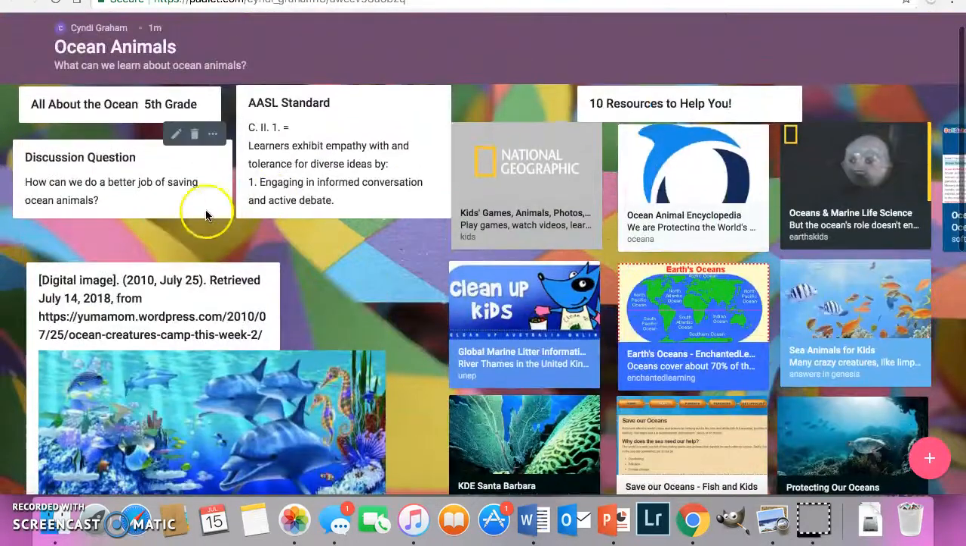Your discussion question for today, as you're navigating through these resources, is this. We've looked through these resources, and now you want to be sure that you look for ways to answer this discussion question: How can we do a better job of saving ocean animals? Look through the different resources, look at all the different ocean animals, read about them, and then look at some of the websites to find ways to do a better job of saving those ocean animals that you read about.